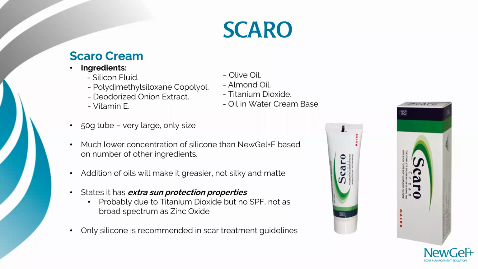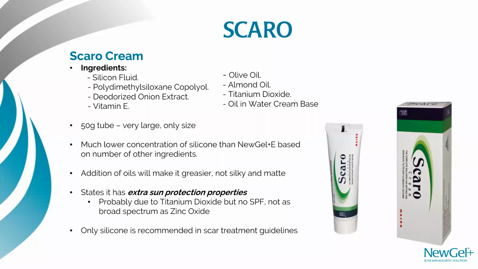Scaro Cream has all of these other products in it. It's got silicone in it. It's got onion extract, vitamin E, olive oil, almond oil, titanium dioxide in an oil and water cream base. It too is only available in a 50-gram tube size. There's a much lower concentration of silicone than in NewGel Plus E based on all these other ingredients.